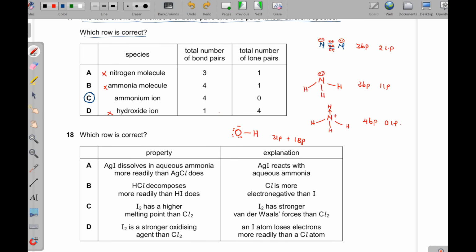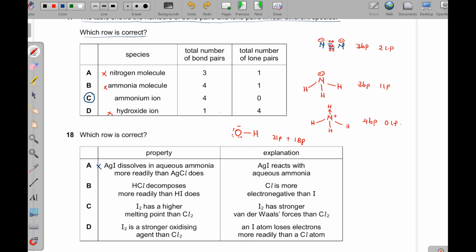The first one, they are saying the property is silver iodide dissolves in aqueous ammonia more readily than silver chloride. No, actually iodide ions are insoluble in aqueous ammonia and concentrated ammonia. Chloride ions are soluble in dilute ammonia and then concentrated ammonia. Then bromide ions are sparingly soluble, or we can say insoluble in dilute ammonia, but in concentrated ammonia they are soluble. So this one is wrong. I don't even need to look at this side.